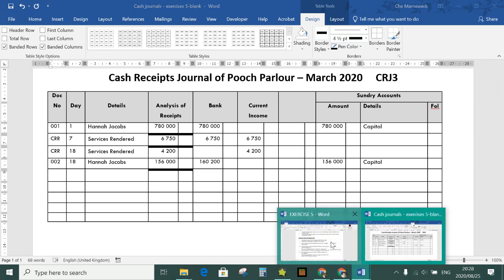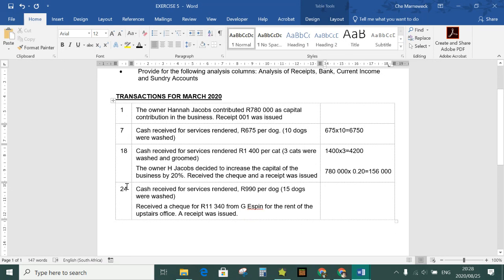Then move on. Next day, it's now day 24. Cash received for services rendered, 990 Rand per dog. 15 dogs were washed. So we're going to say 990 times 15, and we get 14,850. Day 24, services rendered.